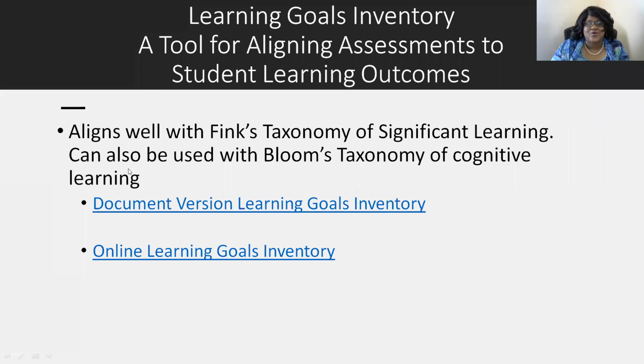Okay, the learning goals inventory. This is another tool that you can use to align your assessments to student learning outcomes. We talked about Fink's taxonomy earlier, and so this goes right with that. When you receive this PowerPoint, you can have a document version of the inventory where you can plug in your learning outcomes, as well as the online tool that you can just type in and work through the inventory and receive some type of feedback. These are just some items to get you started. And of course, you can always schedule a time with Citi to talk about your outcomes with your course and your assessments and how those are aligning.